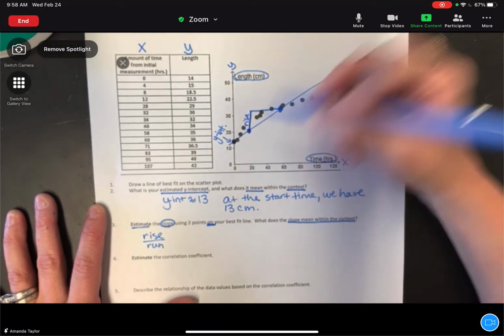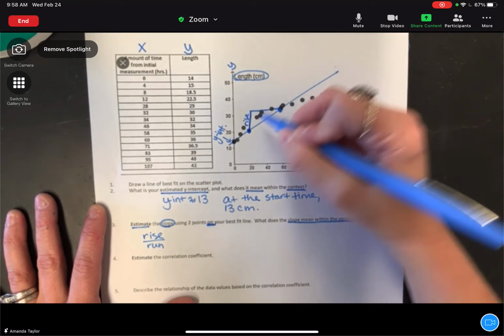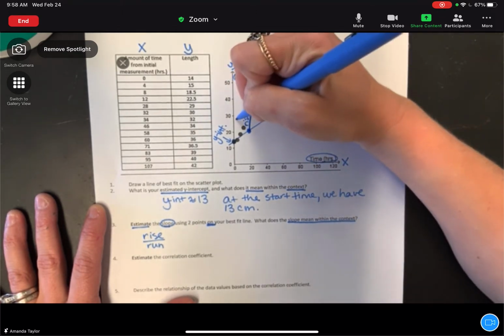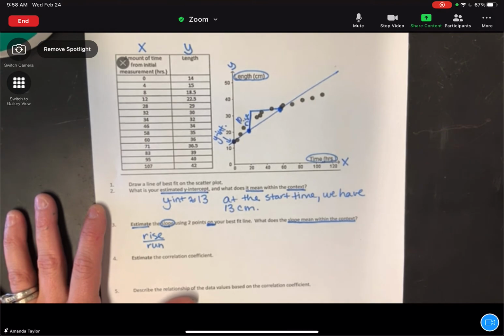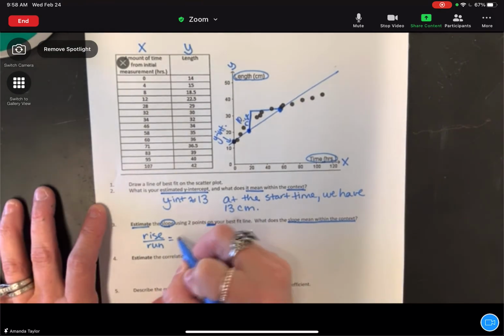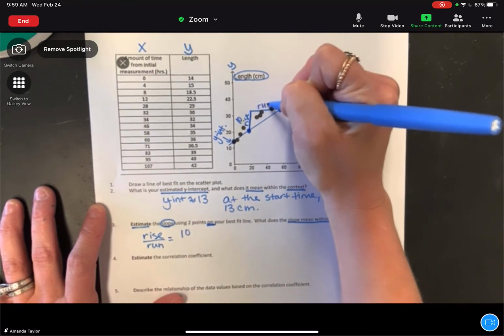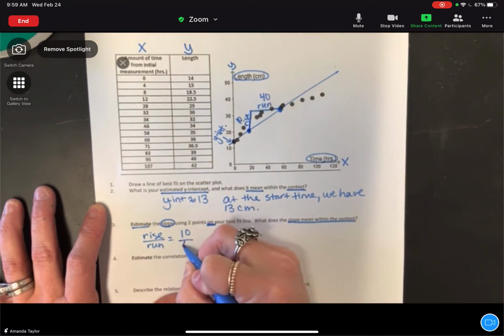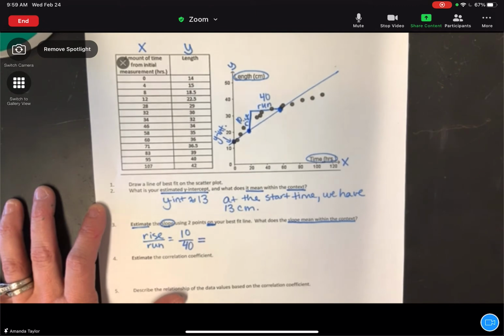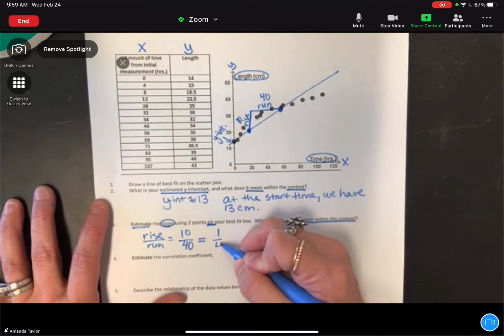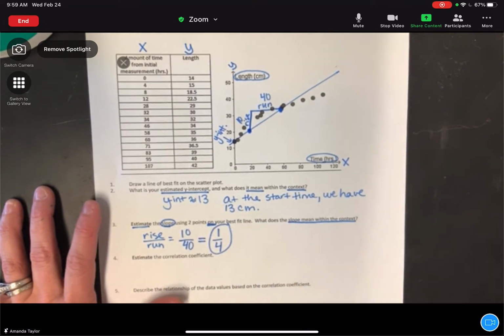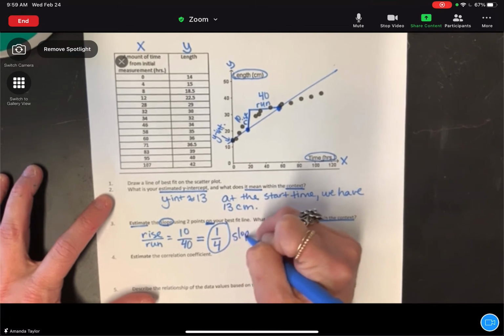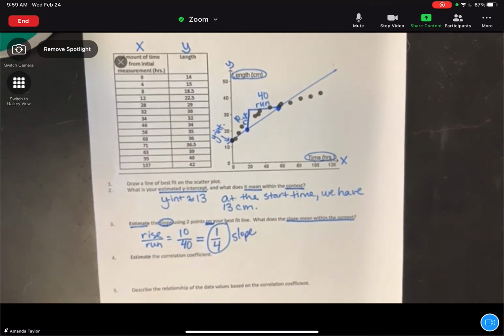We're going from, yeah, right? Because that was supposed to be down a little bit. So about 10? The rise is about up 10? And then what's the run? 40 from 20 to 60? Which we can simplify that down to? 1/4. Okay, so that's my slope, my estimated slope, 1/4.